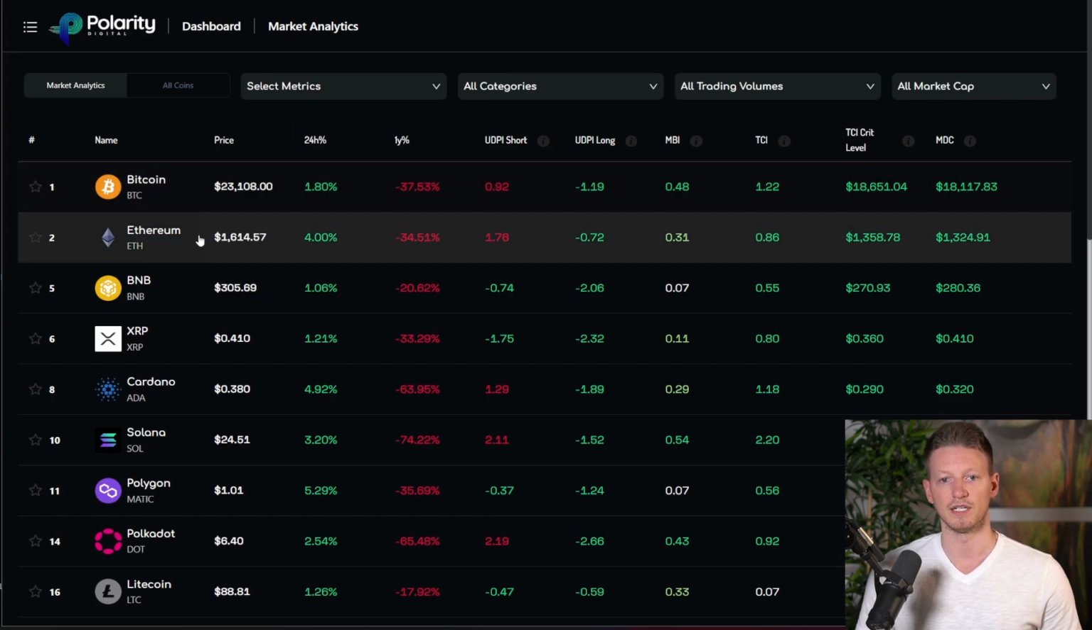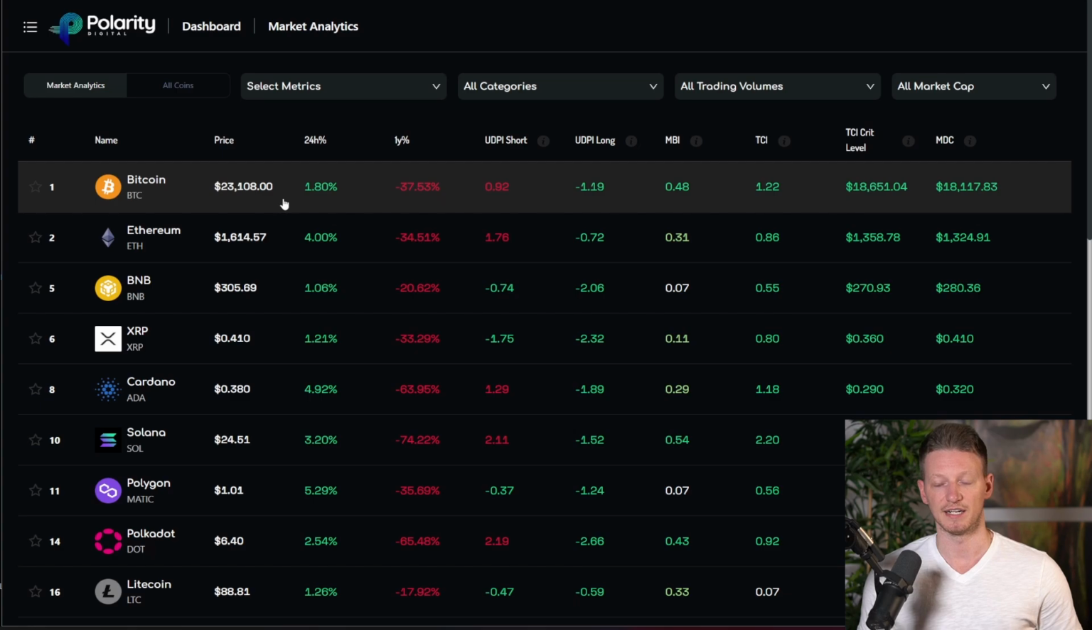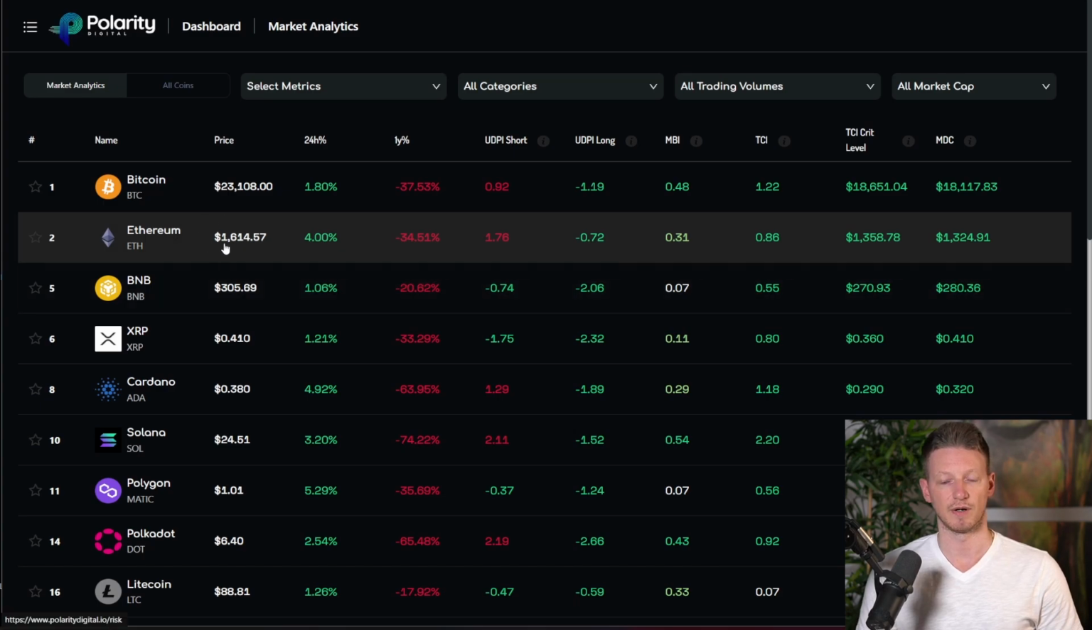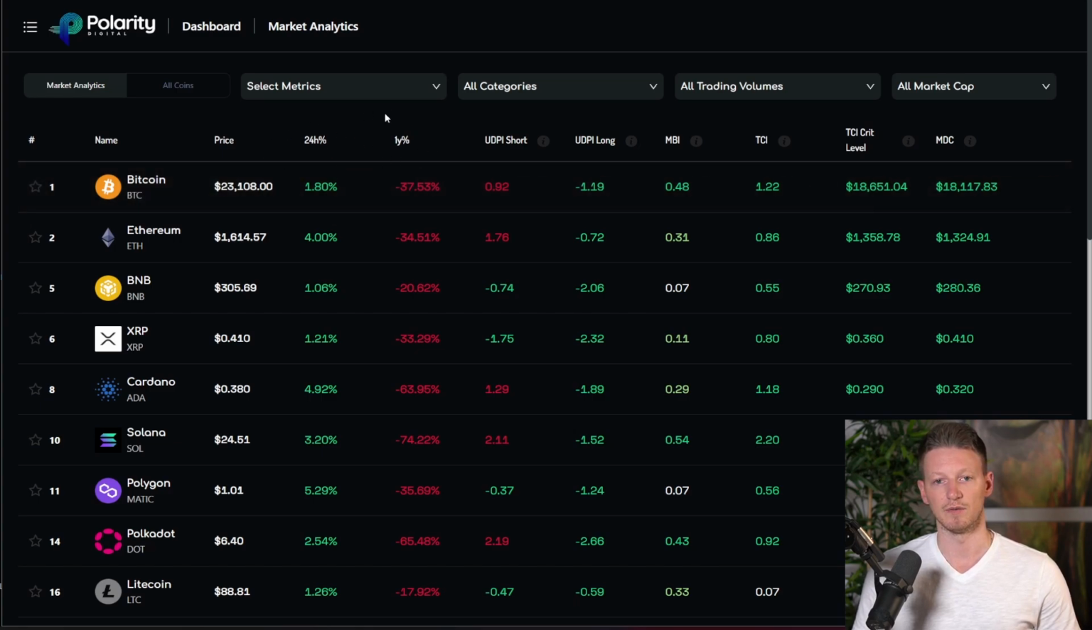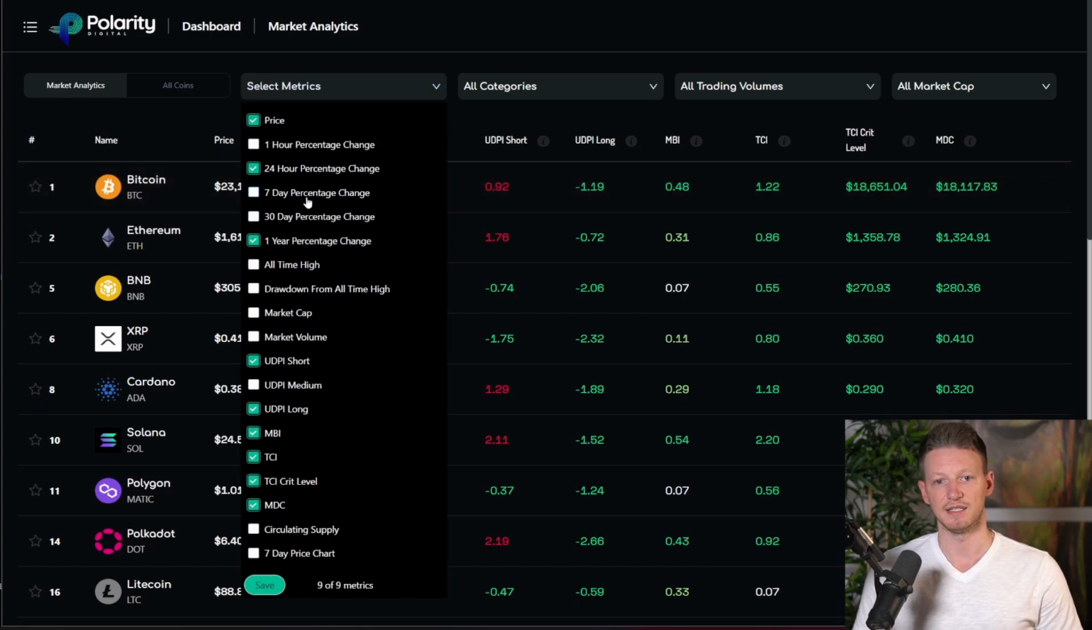Okay, so with that said, let's come back here and just quickly look at something like Bitcoin and Ethereum on the market analytics tab. So you'll basically see the price right now. Bitcoin's just above 23K, Ethereum sitting right above 1600, and basically our standard price metrics, 24-hour and 1 year. You can change that into whatever you'd like to see, 7-day, 1 month, etc. You could look at the all-time high. You could look at the drawdown from the all-time high, the volume, as we said, and this is all within the market analytics tab.